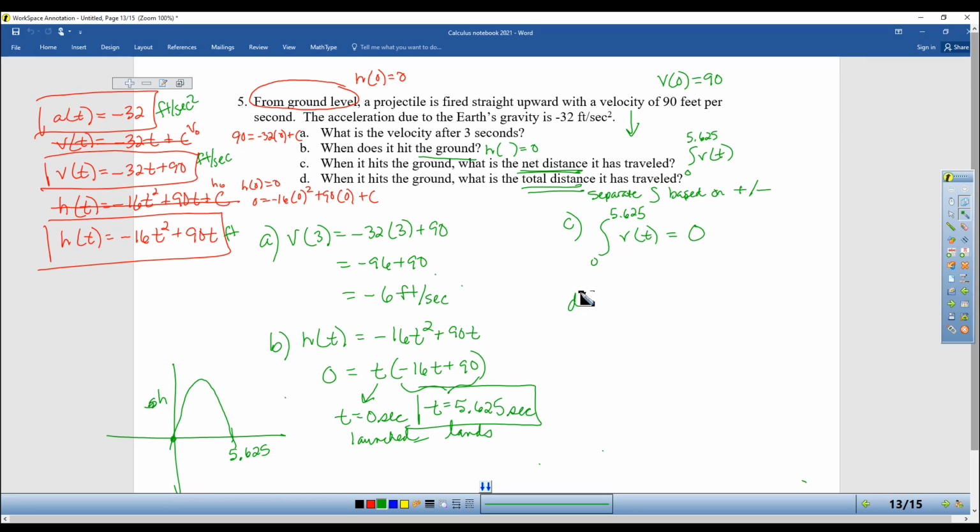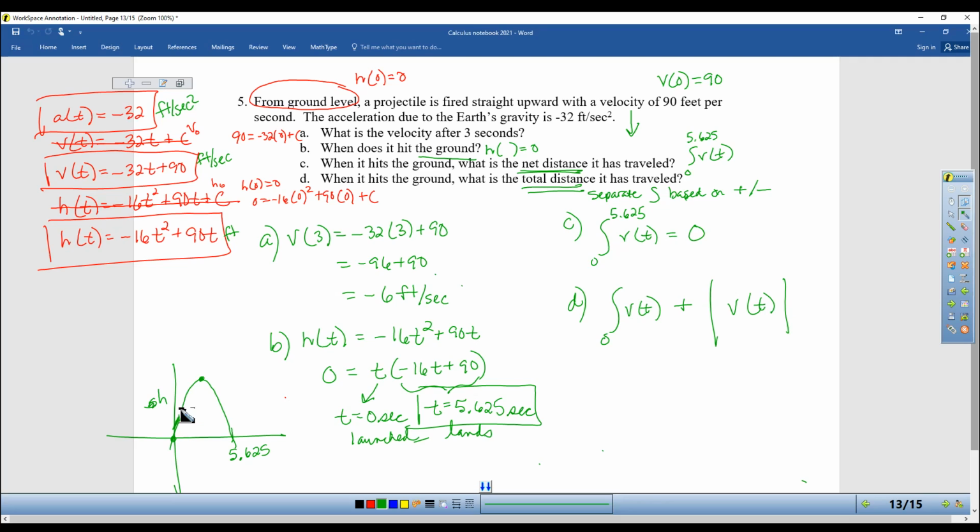But for part D, its total distance, I'm going to need to break it into two separate integrals. When it has a positive velocity, right? And then when it has a negative velocity. So what is that point? Well, we've actually done that point quite a bit. What is special about that point? What is its velocity right there?